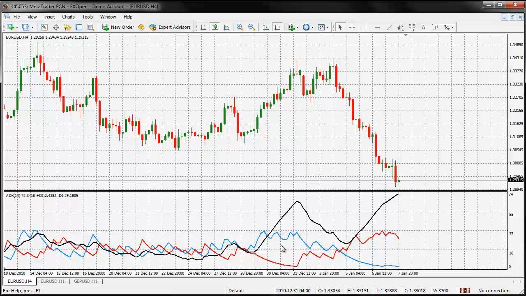Now the next thing we need to look at is when these blue and red lines cross over. You can see here where the blue line crosses over this red line, right here. And what happens? The market went sideways for a little bit, and then it decided to go up.